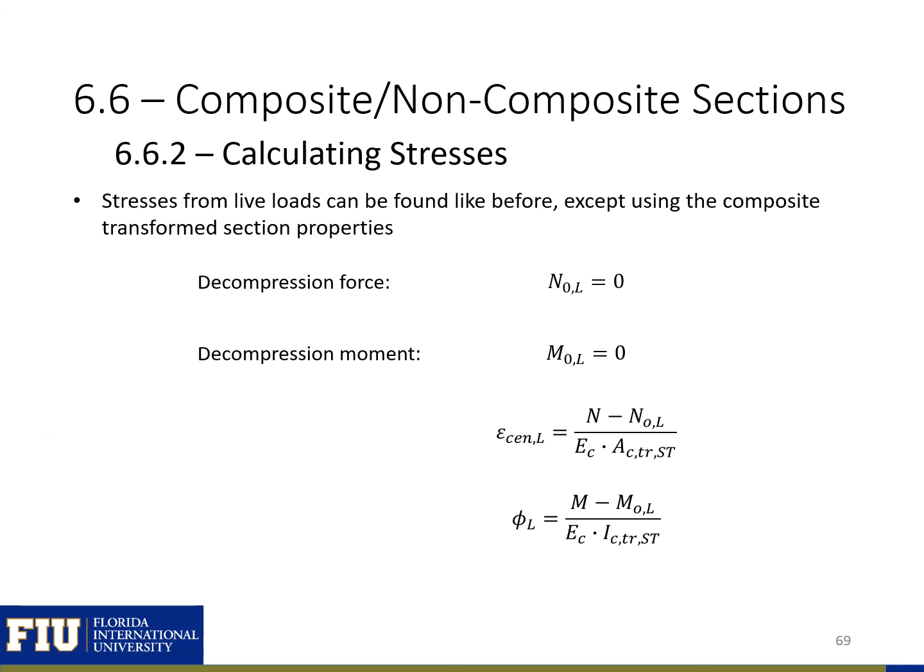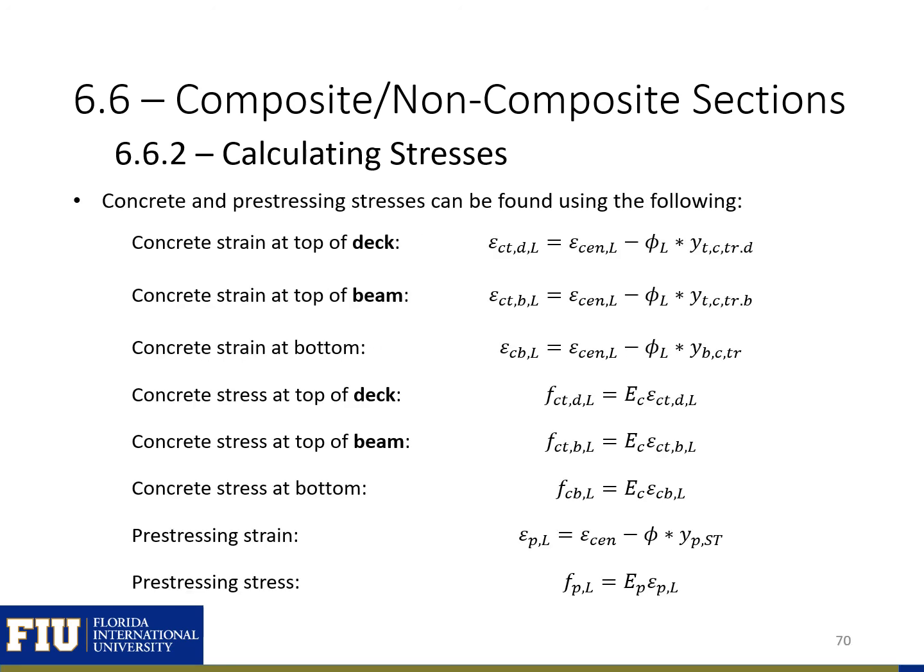The stresses in our section from our live loads that are applied to the composite section can be found using the same type of equations that we did before. The only difference here is that we'll use the composite transformed area and the composite transformed moment of inertia to find our strain at the centroid and curvature in the section. And then we can use this strain at the centroid and curvature with the equations that we used before to find the concrete strain at the top of the deck, at the top of the beam, and at the bottom of the beam, or the bottom of the composite section.